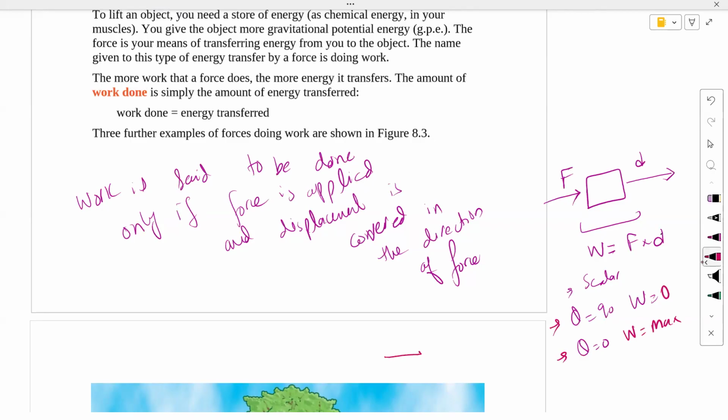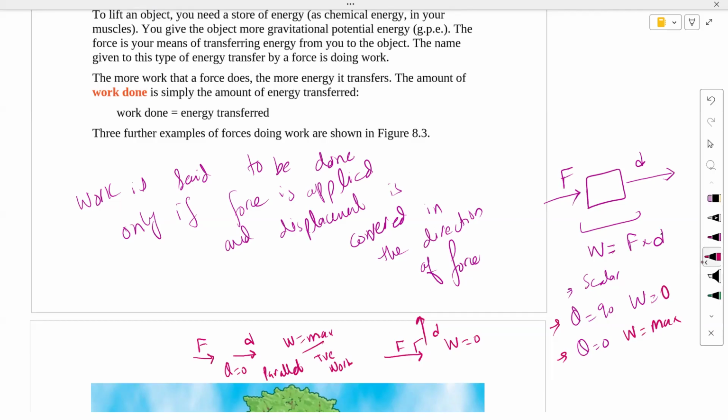That is, if force is applied in this direction and displacement is covered in this direction, so 90 degrees बन रहा है, work done is equal to 0. If force is applied in this direction and displacement is also in the same direction, angle between them would be 0 since they would be parallel to each other. So work done would be maximum. ठीक है? It's also known as positive work.